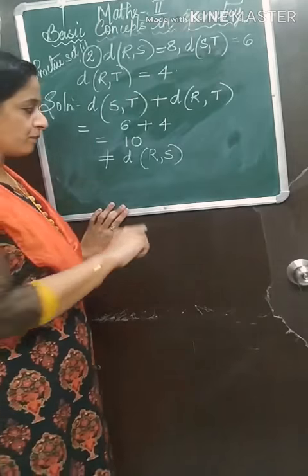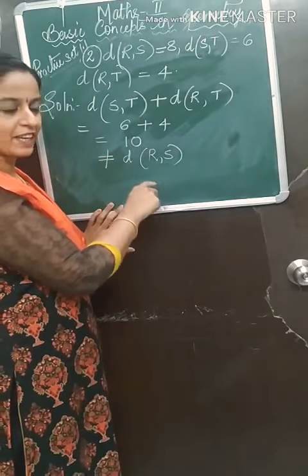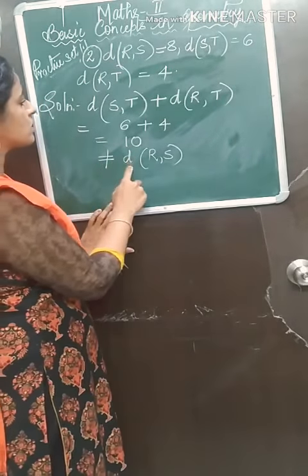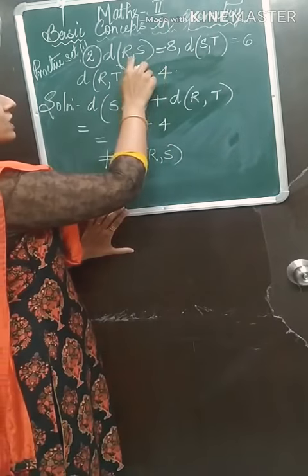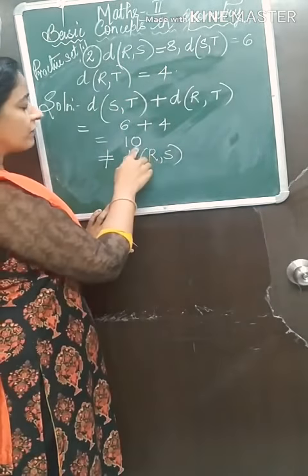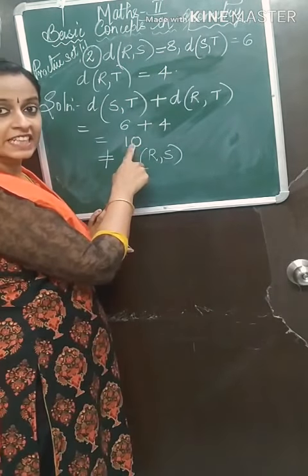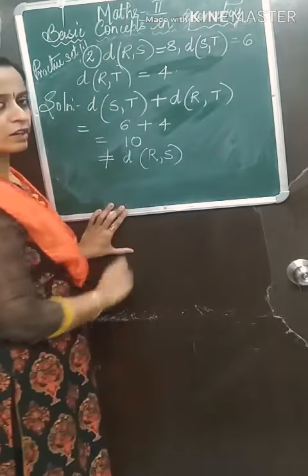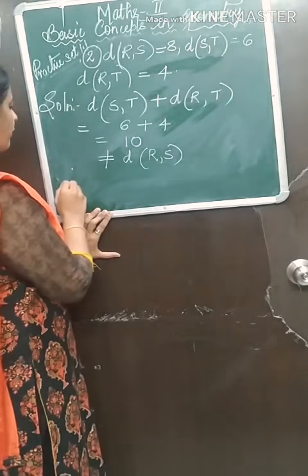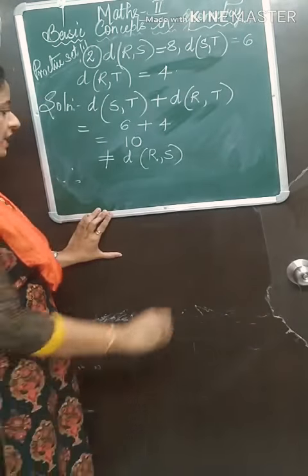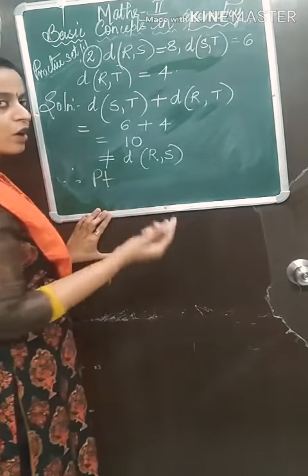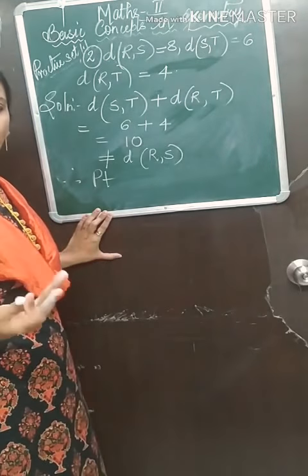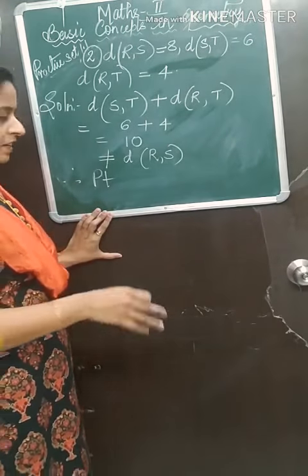In the first sum, you got it the same, 10 and 10, so we wrote is equal to the distance between those points. Now here it is R comma S. Here we are not getting 8, we are getting 10. So we will write not equal to the distance between R comma S. Therefore, we can say that if the distances are not equal, then these 3 points are not collinear.